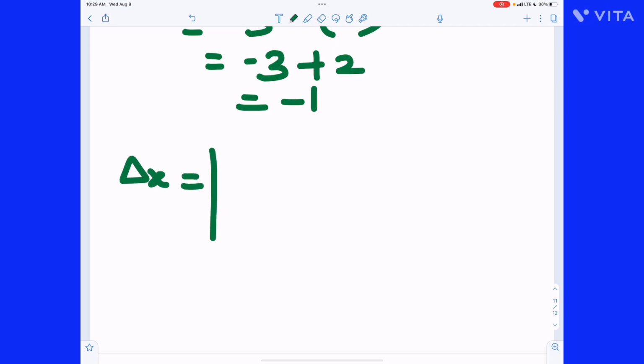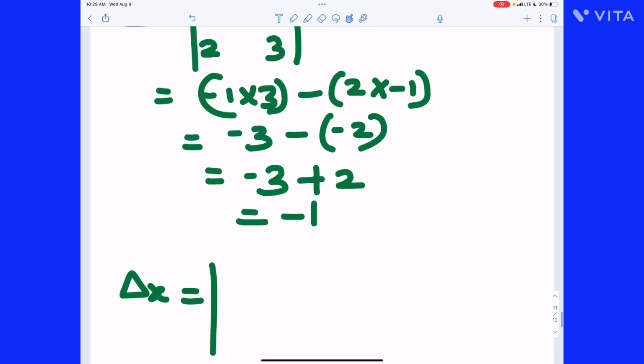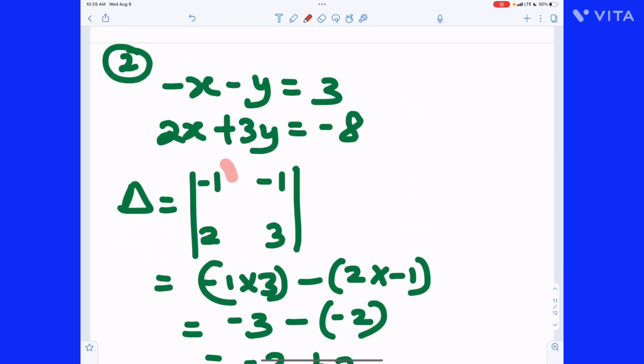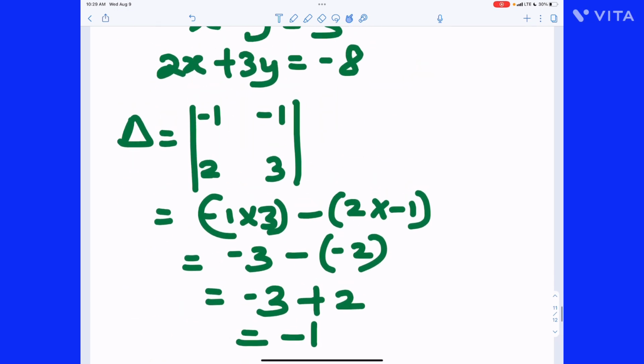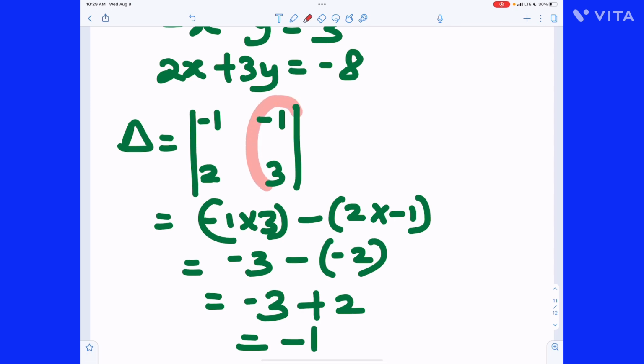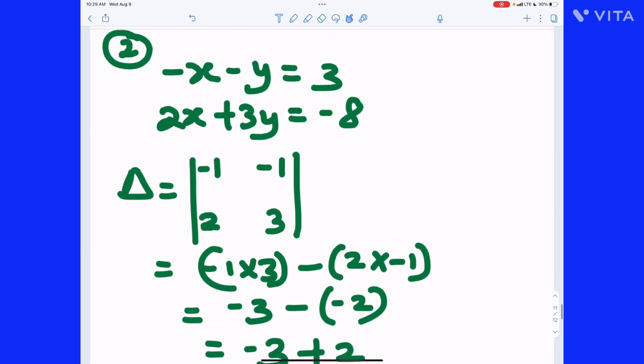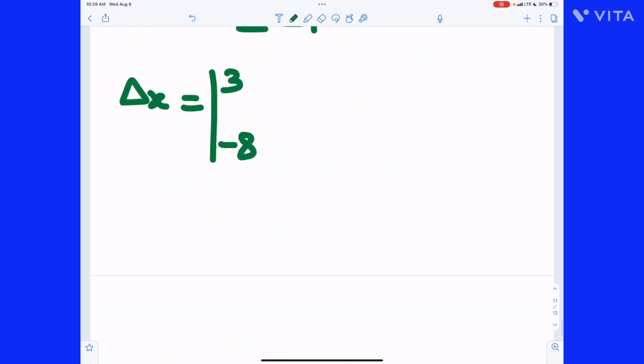So I'll keep that and go ahead and get delta x. To get delta x, I am to change the coefficients of x here from minus 1 and 2 to 3 and minus 8, and keep those of y. So I'll write 3, minus 8 instead of minus 1, 2. Then I'll keep those of y, which are minus 1 and 3. I will not change those ones.